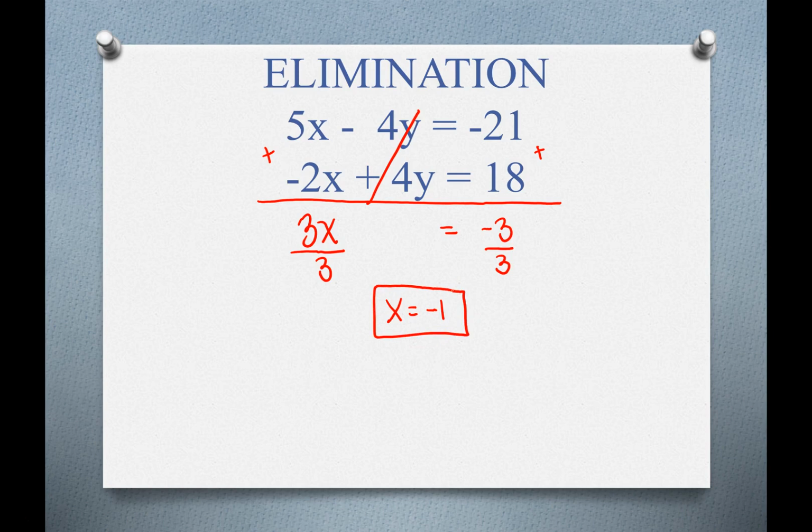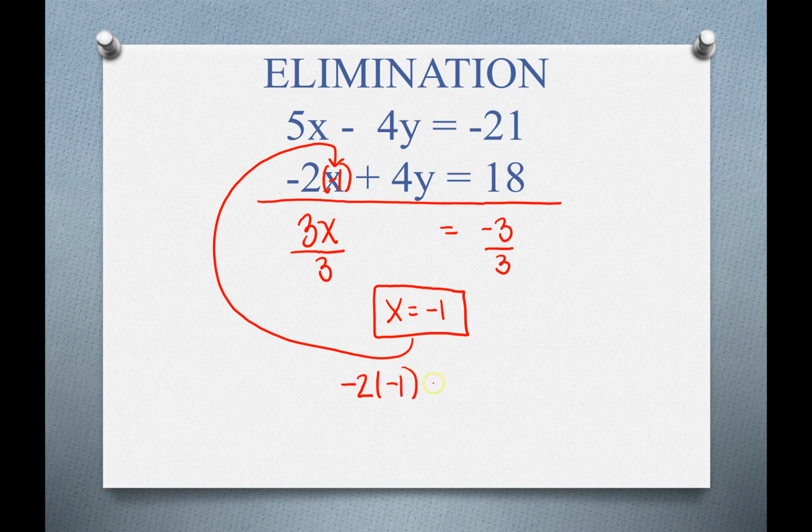All right, at this point we need to plug into a problem, and I don't really see anything that's maybe better than the other one. I think I'm going to plug into the bottom one. It only has 1 negative compared to 2 positives. So I'm going to rewrite this with a negative 1 here, because x is negative 1. So I get negative 2 times negative 1 plus 4y equals 18. So that gives me 2 plus 4y equals 18.